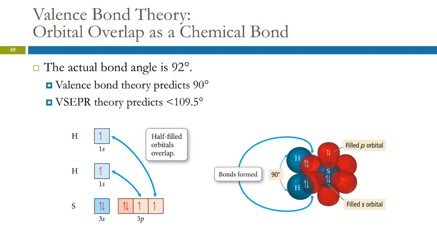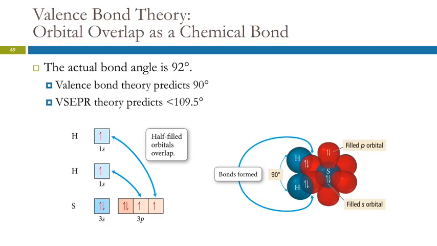Unfortunately, it doesn't quite match up with what we observe. So this would predict that the bond angle here would be 90 degrees, right? Because of the orientation of those p orbitals. So if you have 2 p orbitals overlapping, the bond angle is going to be 90 degrees.